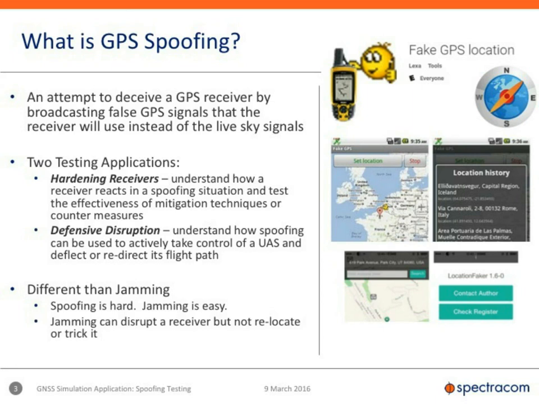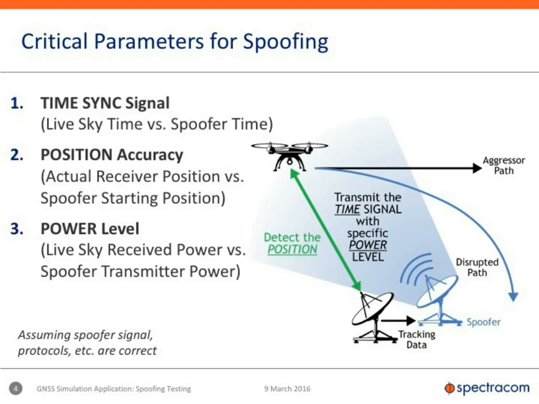So when we're talking about spoofing, there are three critical parameters to deal with. Time sync: how well your spoofer is synchronized with the live sky signal. Position: how well you're tracking the position of the vehicle that you're trying to spoof. And the power level: how well you're matching the power level to the live sky. Now, in the example I'm using a UAV, because that's kind of the high-value target today, but all of this holds true for whatever you're trying to spoof.